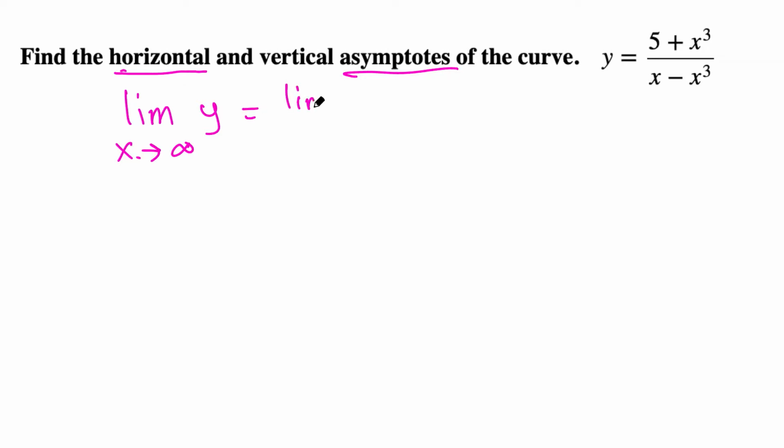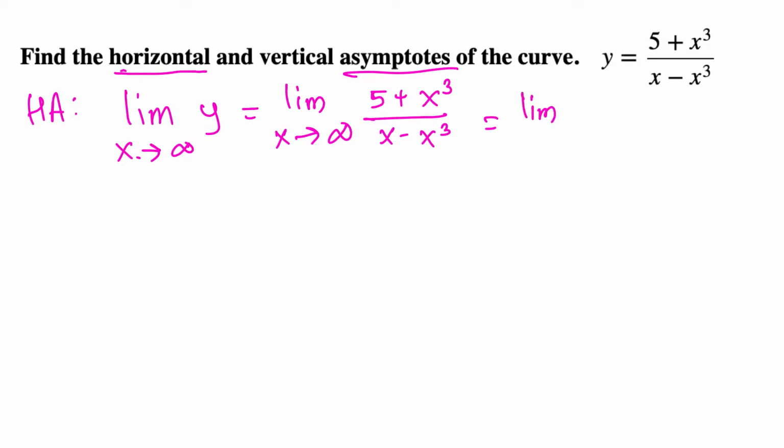So we are finding the horizontal asymptote: the limit of (5 plus x cubed) over (x minus x cubed). To evaluate this limit, we always divide top and bottom by the highest exponent of x, which is x cubed. So with x going to infinity, divide the top by x cubed, and the bottom by x cubed as well.